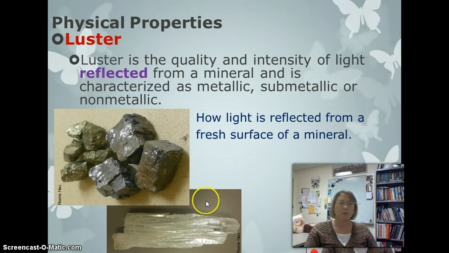Down below, we have an image of gypsum. The gypsum is reflecting the light back to us, and it is shiny, but it's not metallic. And it's very important that you don't confuse shiny with metallic.